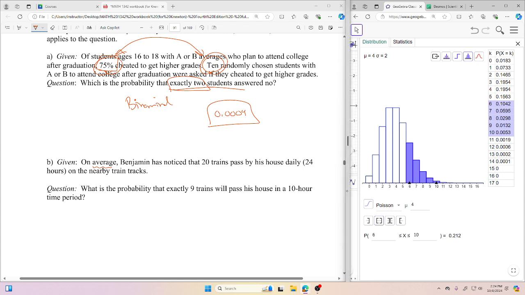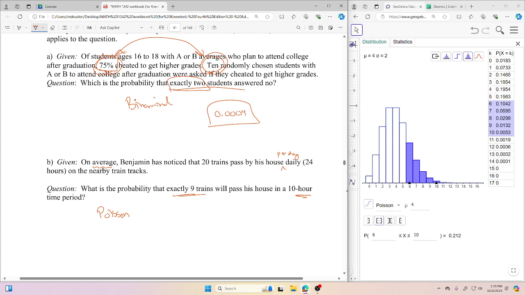Notice that 20 trains, there it is, train question. Telling you, man, I've seen it on exams. 20 trains pass the house daily within 24 hours. What's the probability of exactly 9 trains in a 10-hour time period? And so, yeah, this is Poisson because it has the word average in there, and you can see this 10-hour time period. Pass by his house daily, which means like per day, that kind of thing.